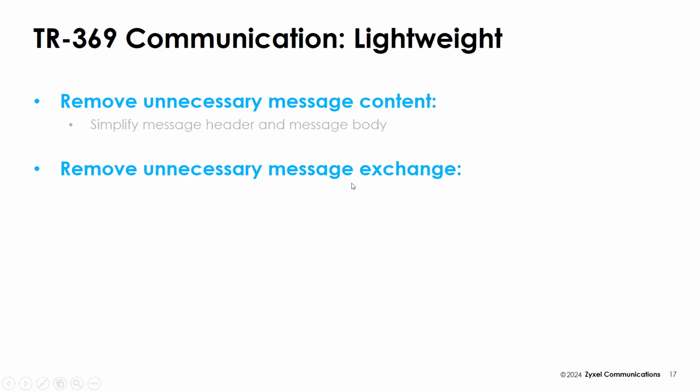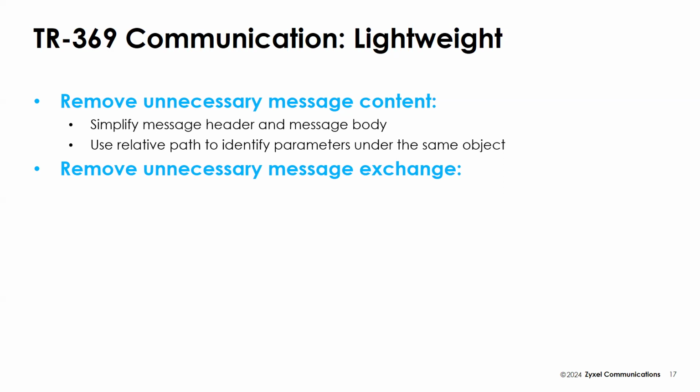The first one is that TR369 has a slim message header and message body. The header and body only include a message ID, a message type and a message argument. And also in TR369, it removes those present but unnecessary contexts in the message header and message body. Okay. And the other point in TR369 is this one.